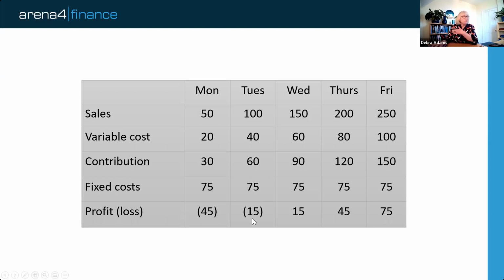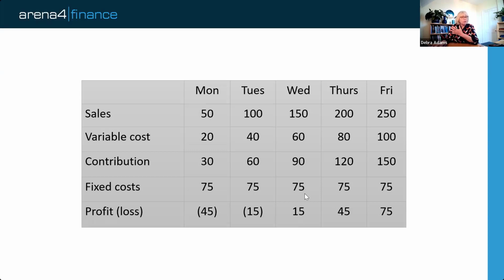So should we close our business on Mondays and Tuesdays because clearly we're loss-making on those days? And initially that might be our thought, well, perhaps we should close and reduce the amount of loss made. But the challenge then is, where do the fixed costs go? Because you'd still have them. So if we closed on Monday, we would make a loss of 75 if we didn't have any revenue that was generating a contribution towards those fixed costs.